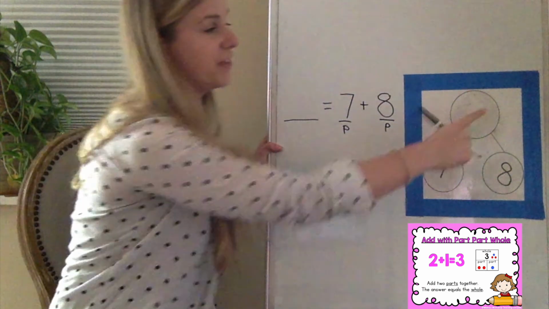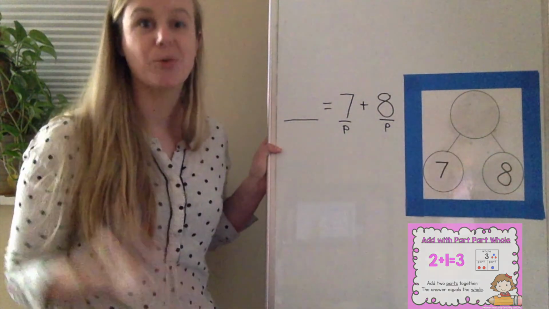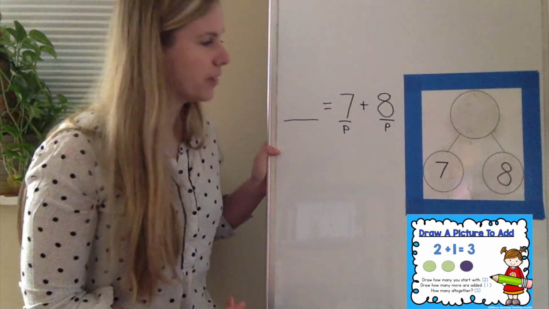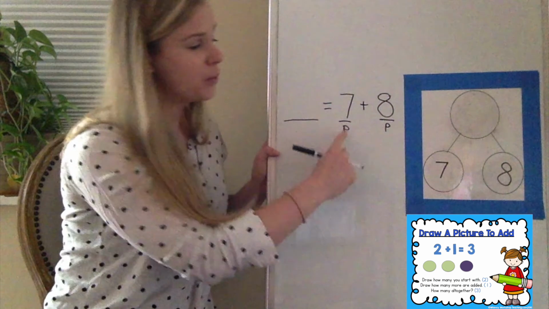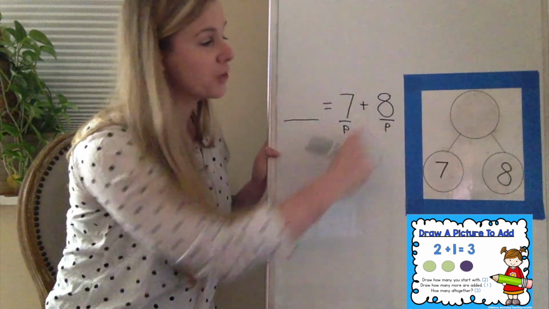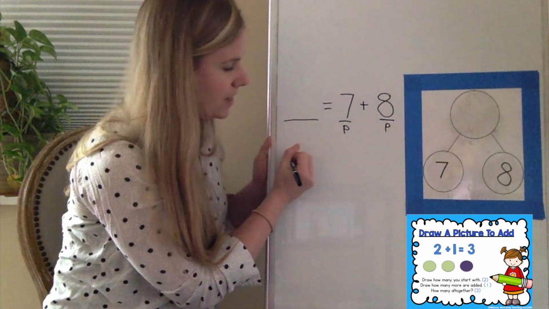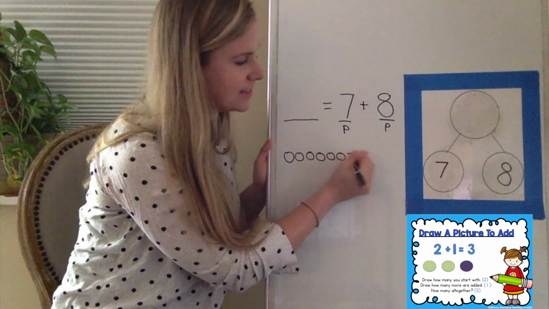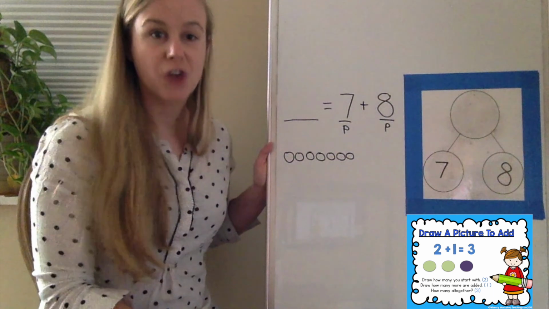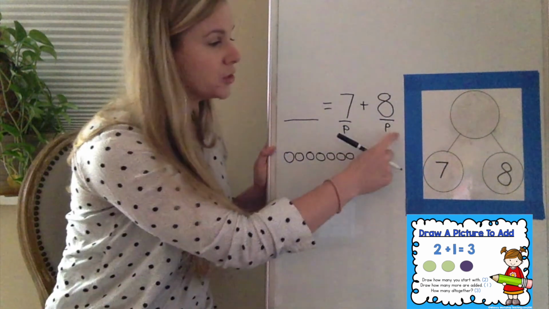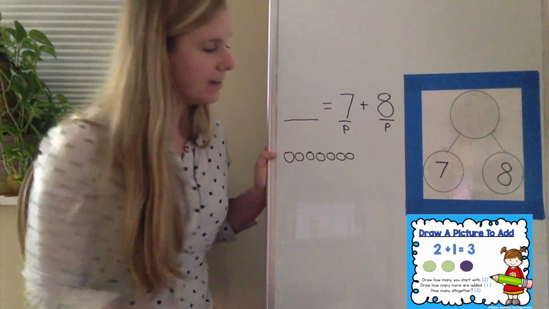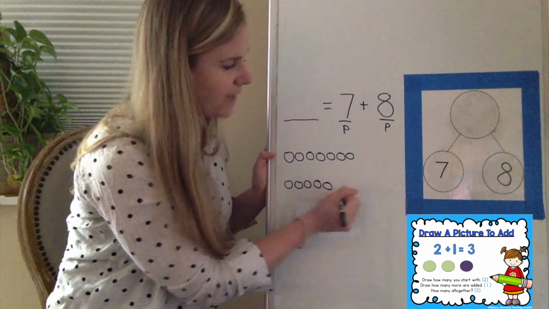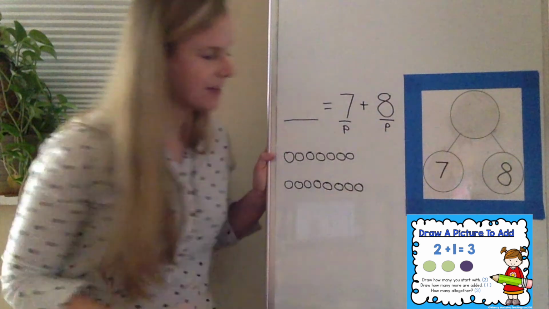Now, in order to figure out the answer, the whole, I'm going to draw a picture to add. Draw how many you start with. We don't know this one. We started with 7 because that's the first part we see. Ready, go. 1, 2, 3, 4, 5, 6, 7. Then draw how many more are added. So we added the second part, 8. Get ready, go. 1, 2, 3, 4, 5, 6, 7, 8.